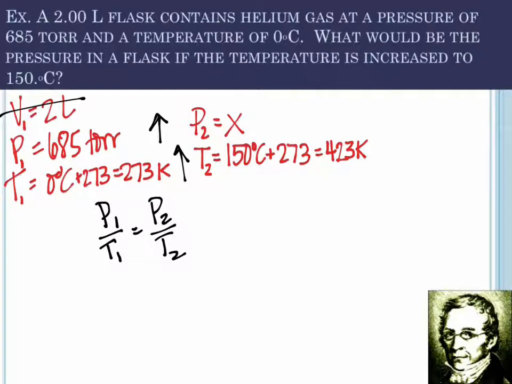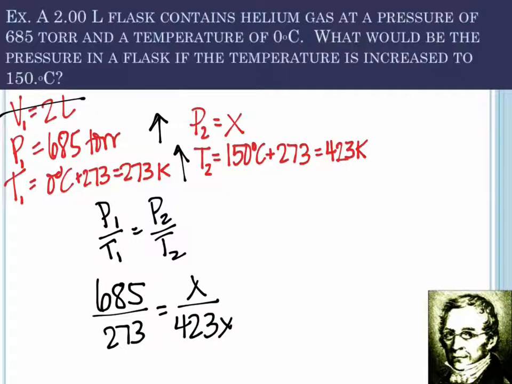So let's plug it in. 685 over 273 is equal to X over 423. What did we get? 1061? 1061, and my unit is torr.